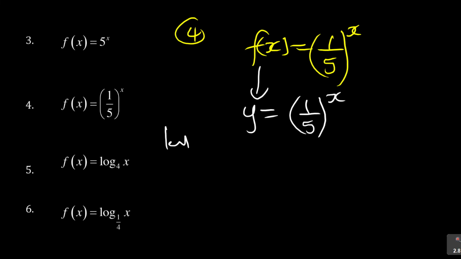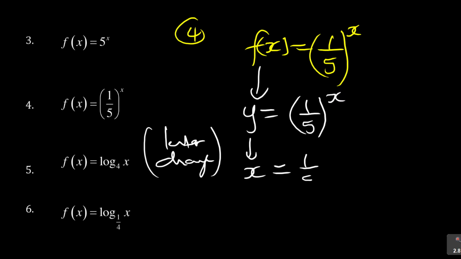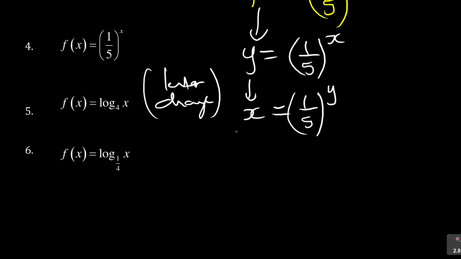And then what do you do? You interchange, meaning x becomes y and y becomes x. So this one will become x is equal to 1 over 5 to the power y, where x becomes y. Then you make y the subject. If y is an exponent, I repeat, if y is an exponent, then this becomes the base, and then this becomes the number.